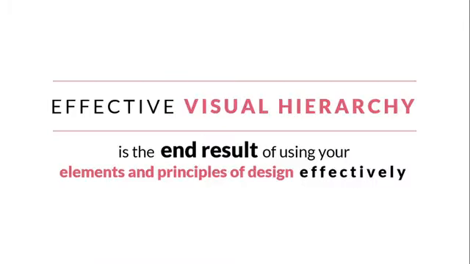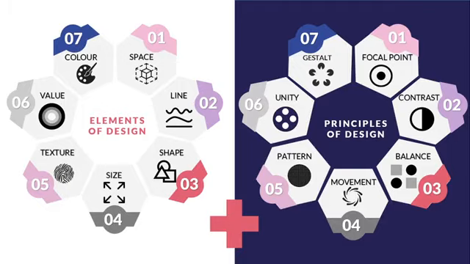All of these elements and principles we have mentioned are subjective and they might be named differently depending on who you speak with. At the end, the design elements and principles will always be based on the same building blocks and we will always have the same end result no matter what you call them. Having said this, effective visual hierarchy is the end result of using your elements and principles of design effectively. Visual hierarchy relates to the order of elements on your composition. It has to do with what you see first, second, third, and so on.